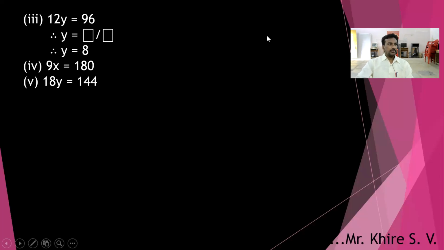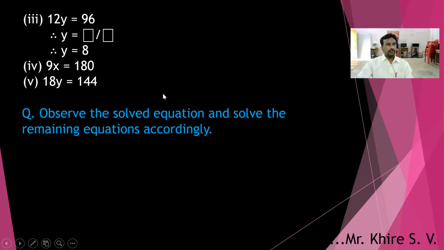Next example, 9x is equal to 180. Now you have to solve this example like the above 3 examples already solved. Similarly, example number 5, 18y is equal to 144. You have to solve this also. Next question is, observe the solved equations and solve the remaining equations accordingly.